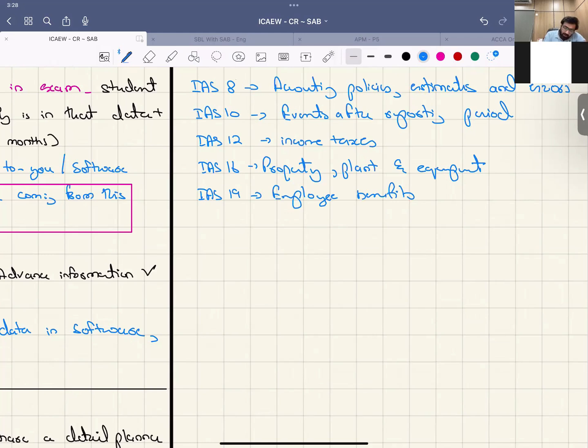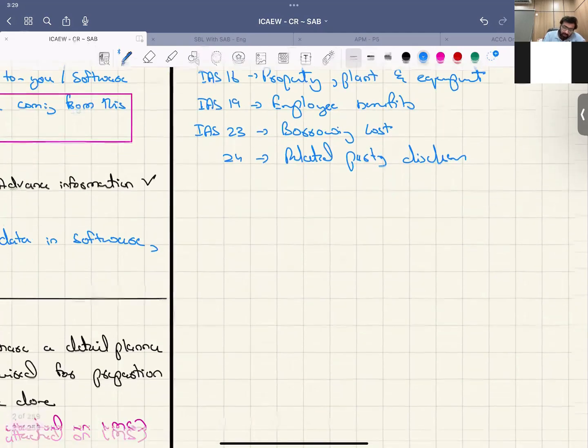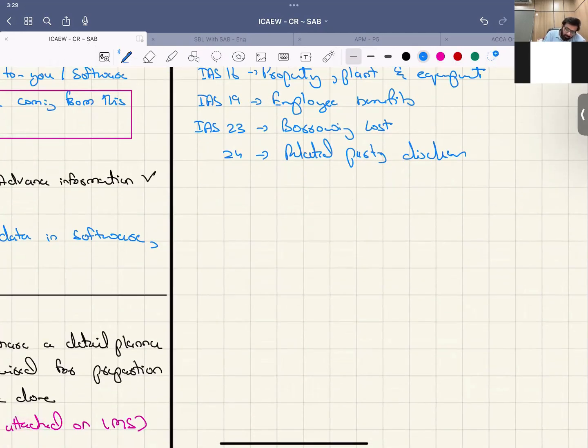Right? Then we have IAS 23, 24. One is borrowing cost. One is related party. I used to work in this department as well, right? Related party disclosure. So this is one of the important ones. Then IAS 33. EPS. It's again a great one, right?